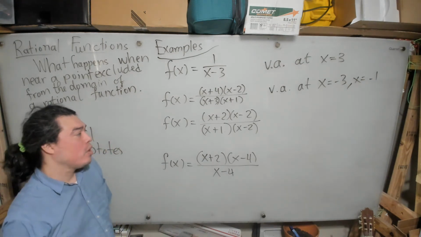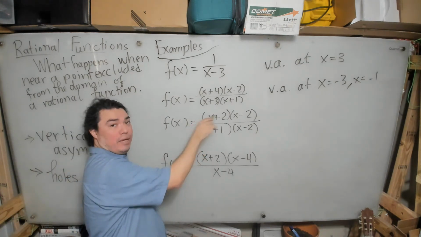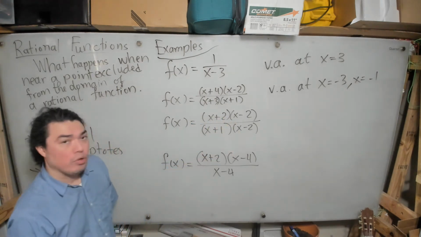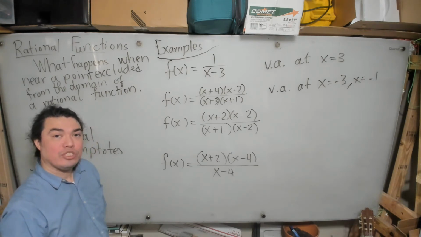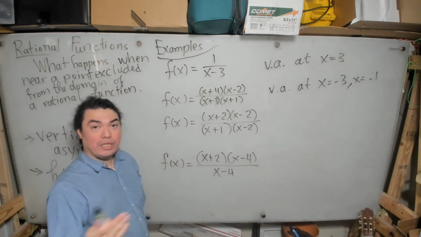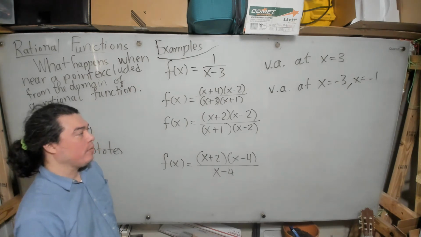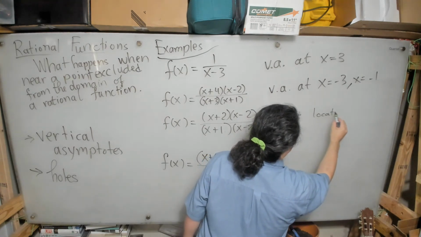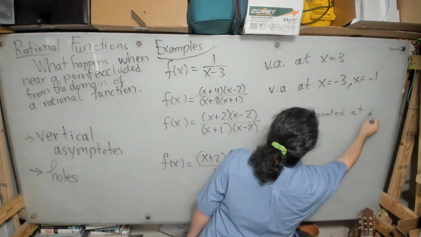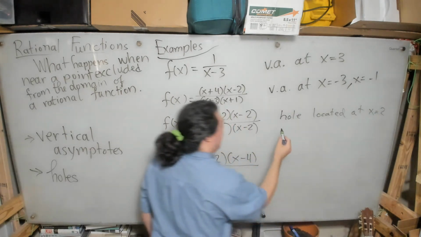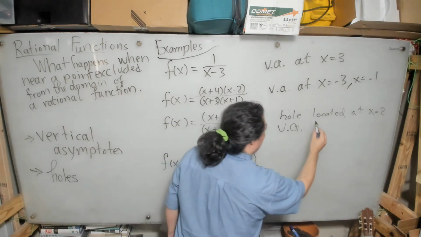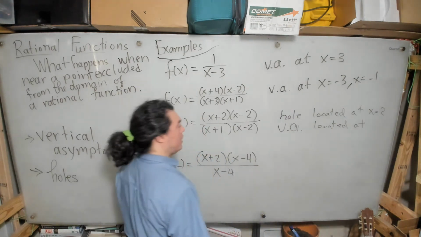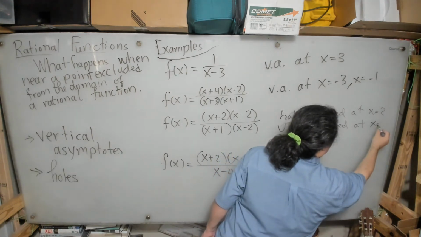But aha, whereas negative 1 does not make the numerator 0, the 2 does make the numerator 0. So thinking back to our conditions, any x which makes the numerator and the denominator both 0 simultaneously, that's the location of a hole. In this case, we're going to have a hole located at x equals 2, and we're going to have a vertical asymptote located at x equals negative 1.